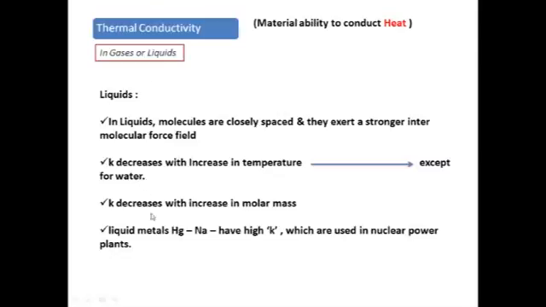The thermal conductivity of liquids decreases with increase in their molar mass. Liquid metals like mercury, sodium, lead, etc. have high thermal conductivity when compared to normal fluids, and hence they are used in nuclear power plants for cooling purposes.